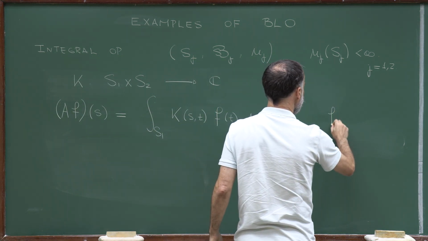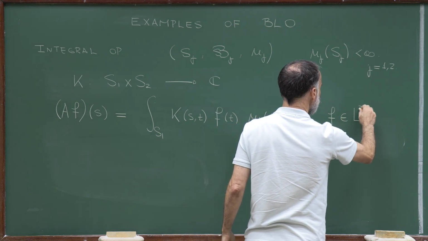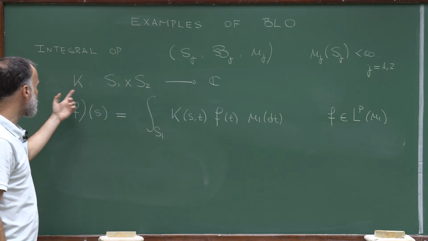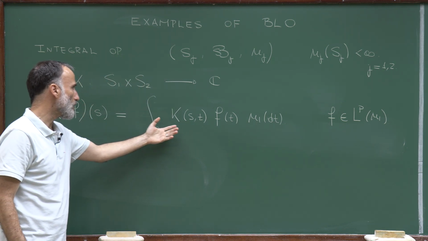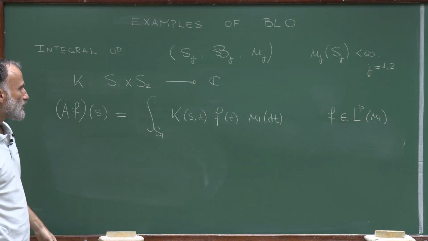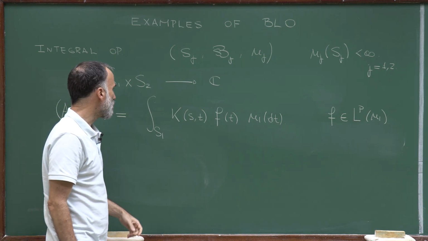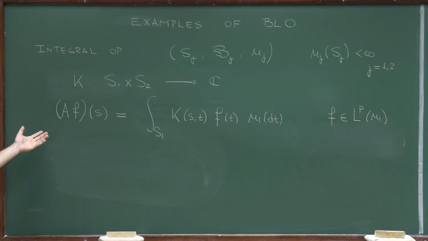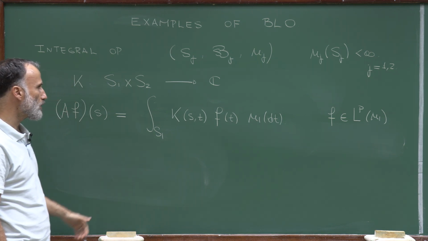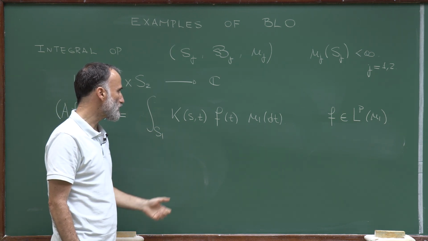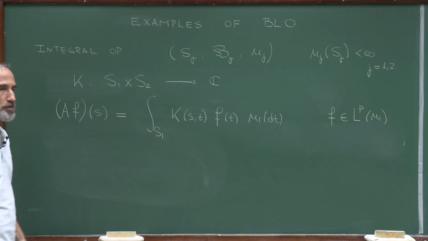So typically I will take, as I said, f a function in LP of mu1. We need some conditions on k for this integral to be well defined, and therefore for this operator to be defined. And what I want to discuss are conditions on k for A to be a function from LP to LQ. I'll start with some examples from which I will derive these conditions. I will leave some exercises, and these operators will appear later when we consider some elliptic differential equations.